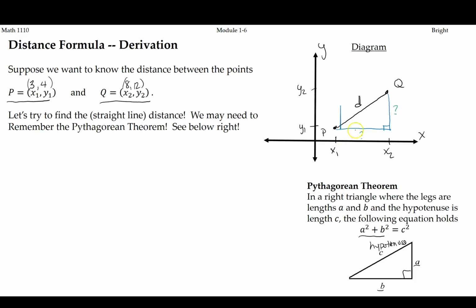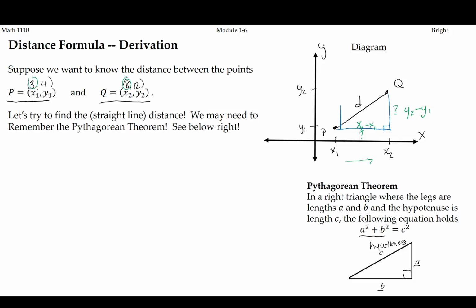In the horizontal direction, moving from x1 to x2, that would be the difference between them, right? So if I'm working with my numbers, if I had 8 and 3, I would move a total of 5 units. That would be the difference of 8 and 3. So this is actually x2 minus x1. Similarly, you can do the same procedure with the y's, and this would be y2 minus y1.